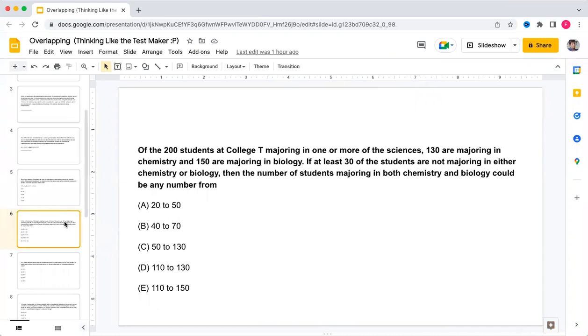This is a simple question. Try to solve this question and try to be quick. Let's solve this question now.